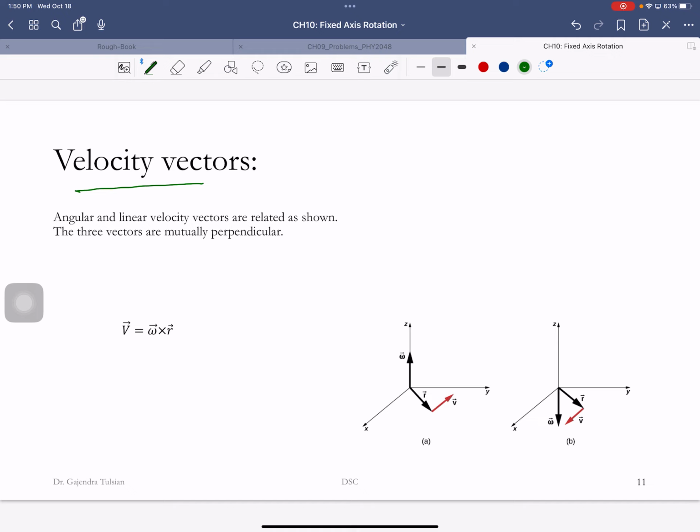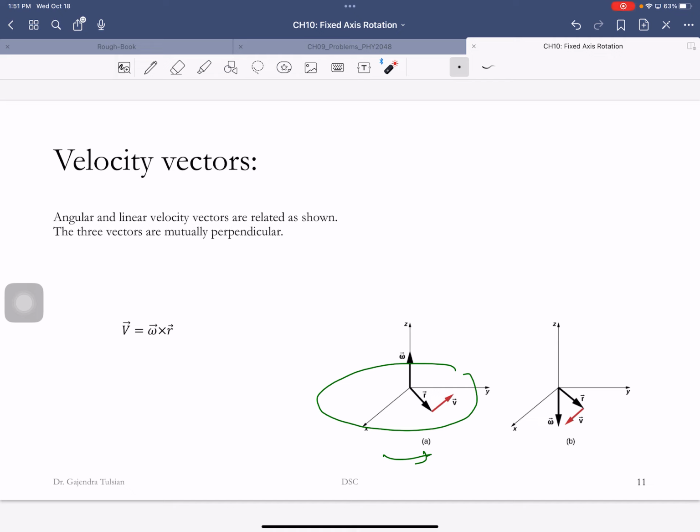Similarly, velocity vectors are similarly related. If this was an object that was rotating like that, there's the angular velocity of the object, and the linear speed of a point r from the axis of rotation, the instantaneous velocity, is given by the cross product of angular velocity times how far you are from the axis of rotation.